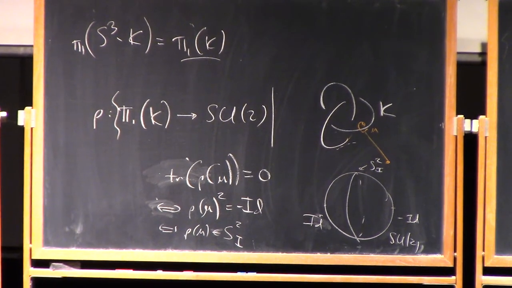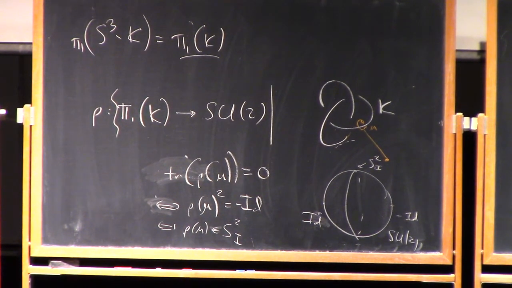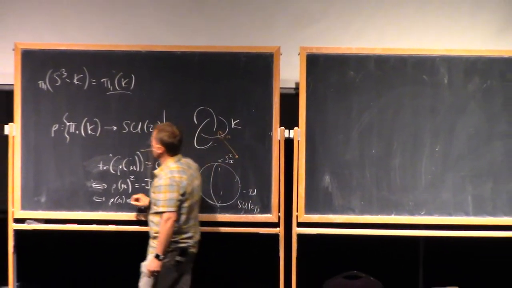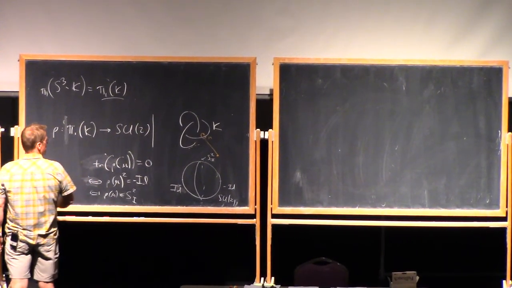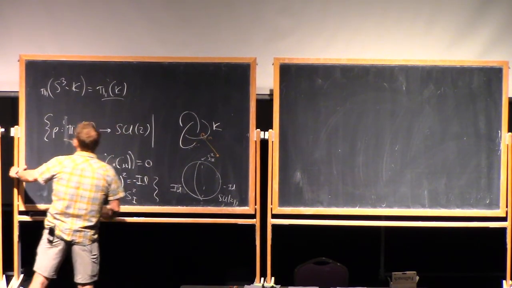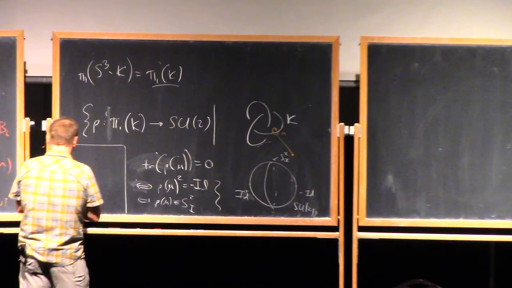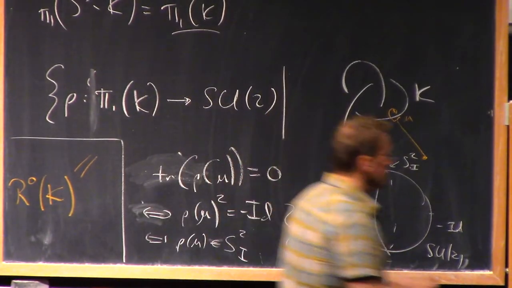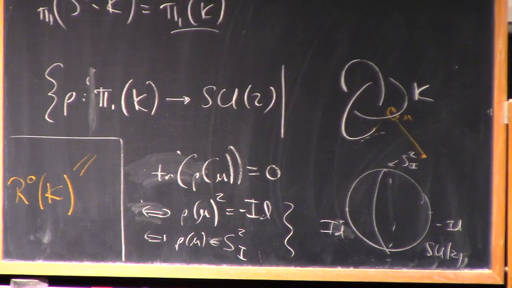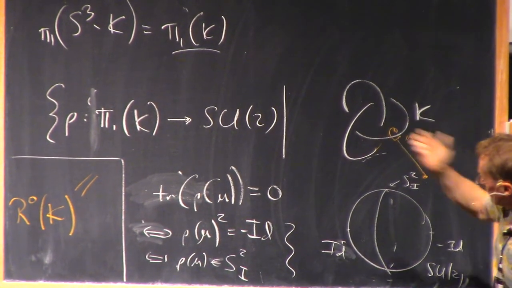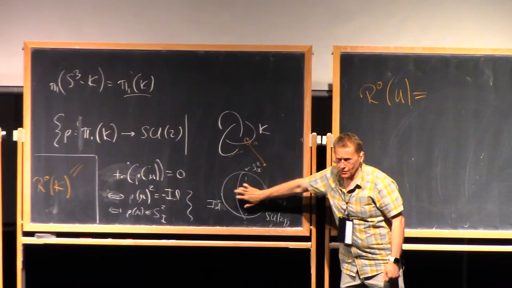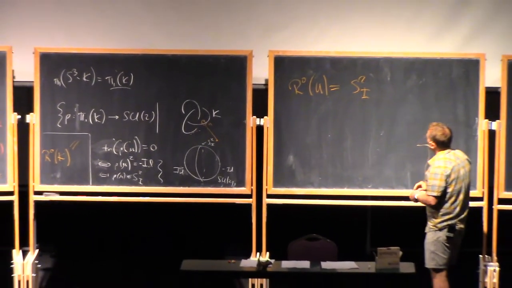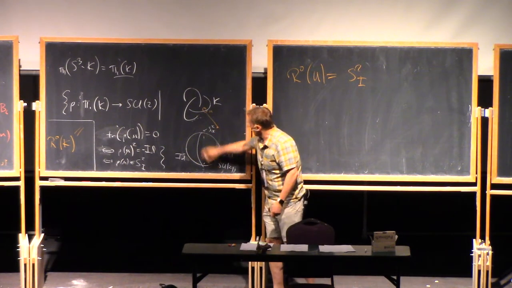So what happens if we study these guys? There's no parenthesis here. Now, let's look at the set of these guys. And the set of these guys is equal to R0 of K. R0, if I look at the unknot, the fundamental group is just Z, and I'm just picking one point on this two-sphere. That's all I'm doing. So it's just a copy of that central two-sphere.